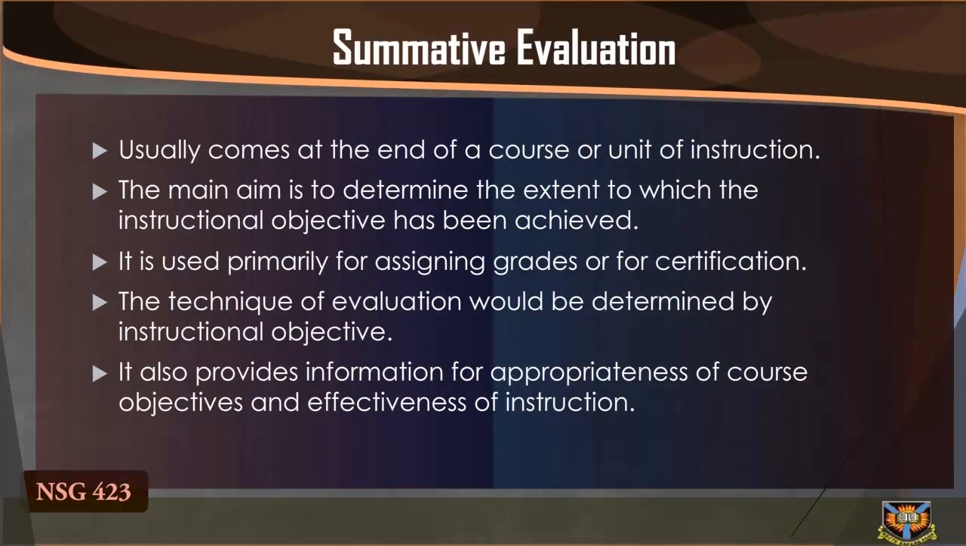Summative evaluation usually comes at the end of a course or unit of instruction. Its main aim is to determine the extent to which the instructional objective has been achieved. This is used as end of session examination. It is used primarily for assigning grades or for certification. The technique of evaluation will be determined by instructional objective. It also provides information for appropriateness of course objective and effectiveness of instruction.